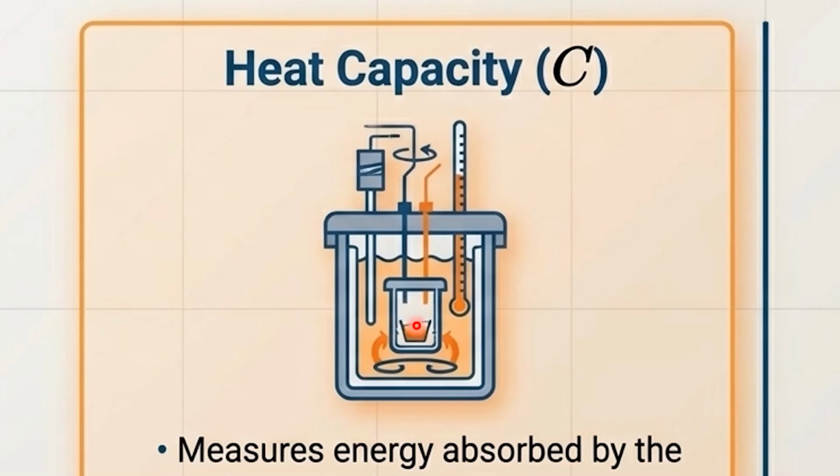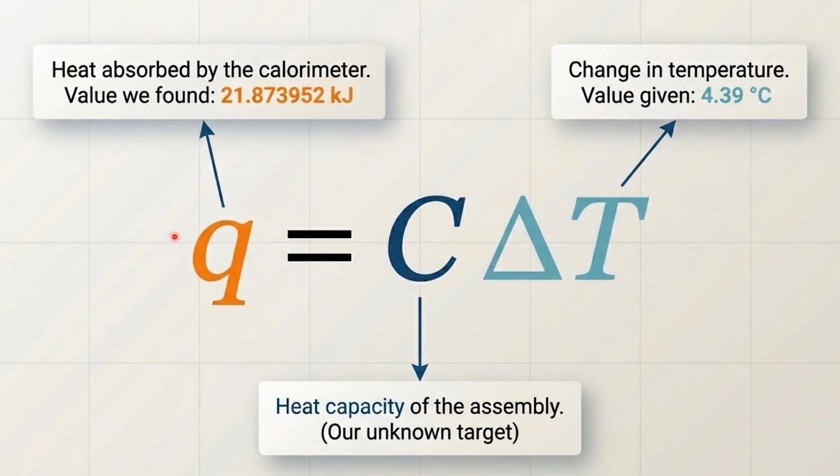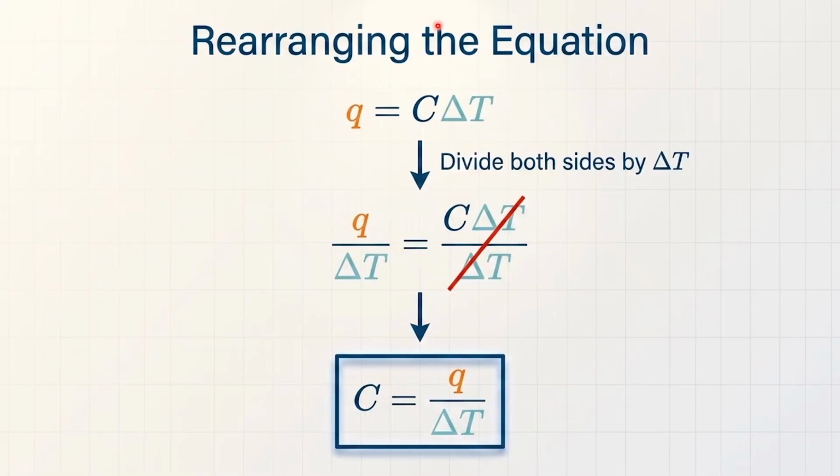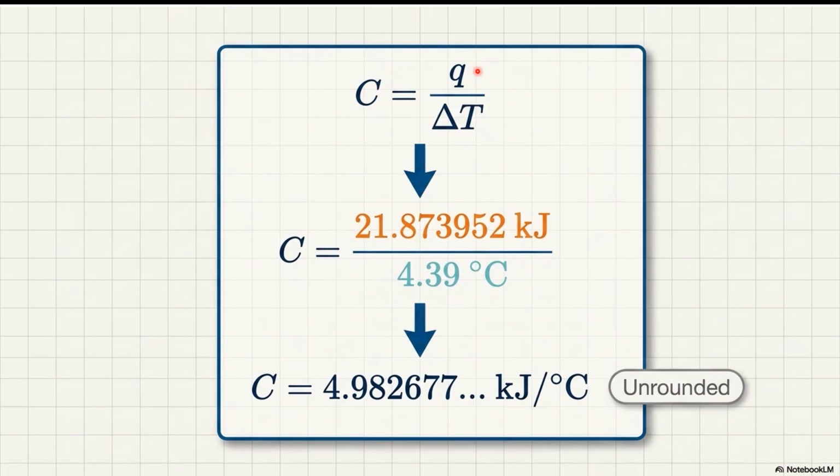In calorimetry experiments, we assume that the heat released by the reaction is absorbed by the calorimeter. To relate heat transfer and temperature change, we use the equation Q equals C delta T. In this formula, Q represents the heat absorbed, C represents the heat capacity, and delta T represents the temperature change. Our goal is to calculate the heat capacity, so we rearrange the equation to isolate C. Dividing both sides by delta T gives C equals Q over delta T.